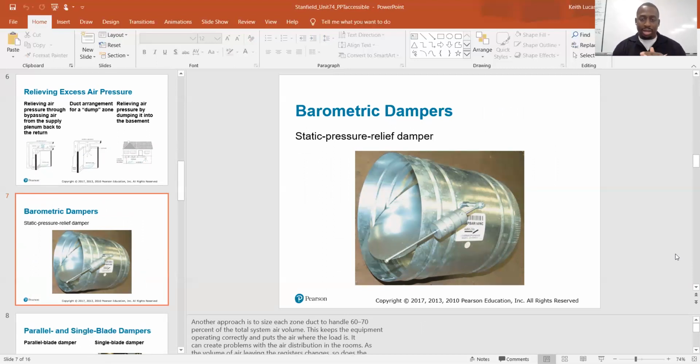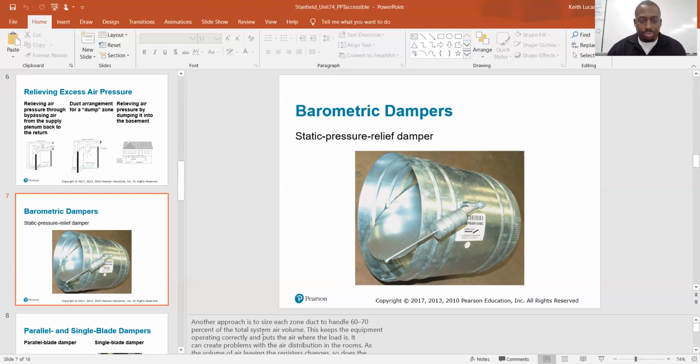And that weight is what'll close it. So when there's excess air pressure, it'll push it. If enough excess pressure will push that damper open, and then it'll relieve that pressure. And then when there is no more excess pressure, those weights will allow the damper to drop back closed. So that's how the barometric dampers operate.